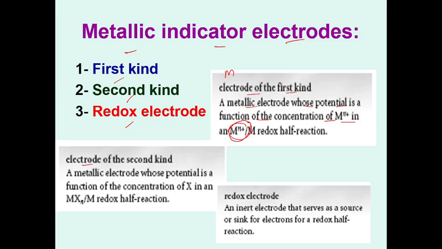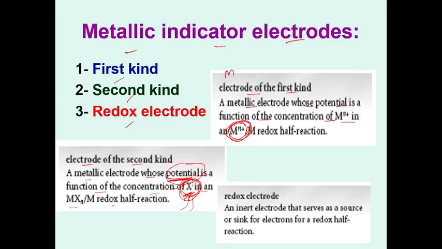The second type, electrode of the second kind, is a metallic electrode whose potential is a function of the concentration of X in MX. X is some species in your analyte. Here it is the same metal, but a different species, and the potential is a function of the concentration of this species X. As the concentration of this species increases, it influences the potential of the electrode.